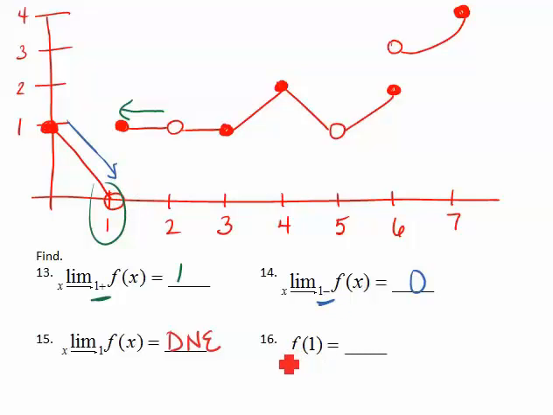And then on 16 here, it's asking me, what is the function value at 1? There is a function value at 1, even though the limit does not exist. The function value is where the colored in dot is. So there's a colored in dot right here. So the f of 1 value is 1.